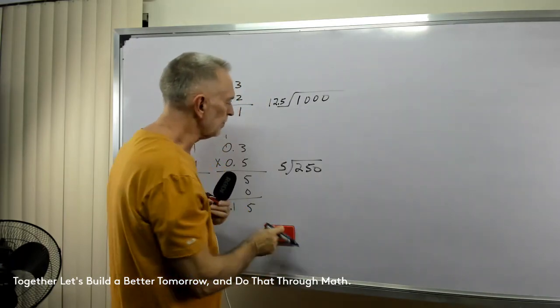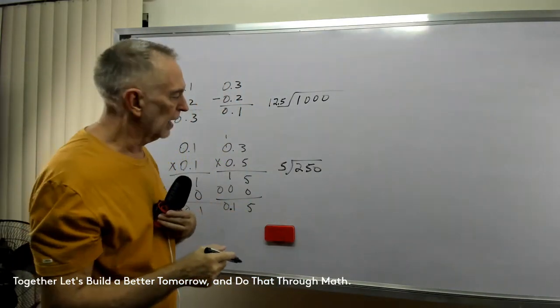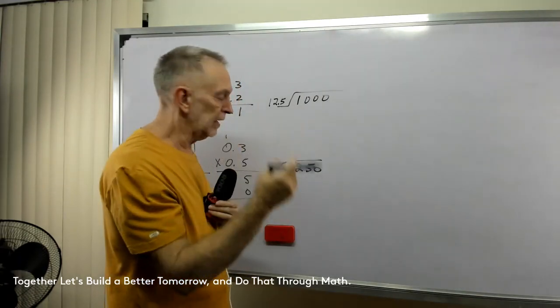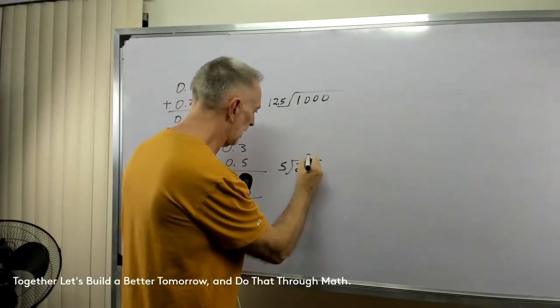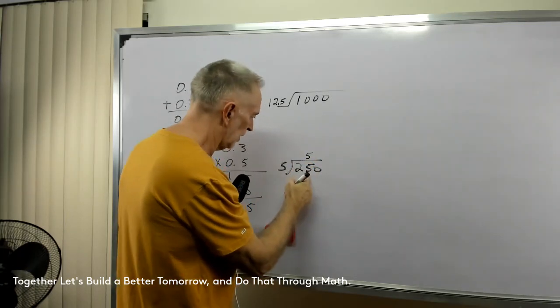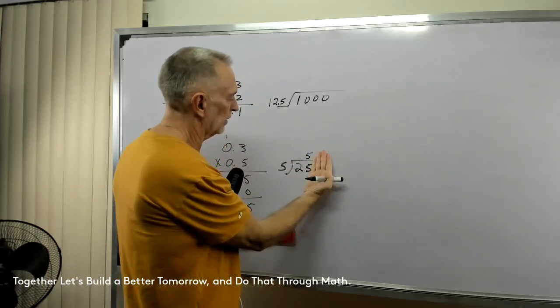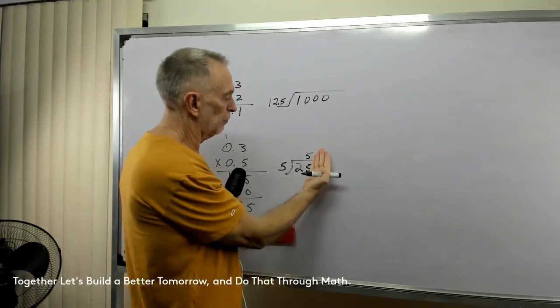Okay? Now when you divide that, 5 will go into 25 5 times. So where does my 5 go? It goes right here above the numbers that I'm working with. I'm ignoring the 0 for the moment.